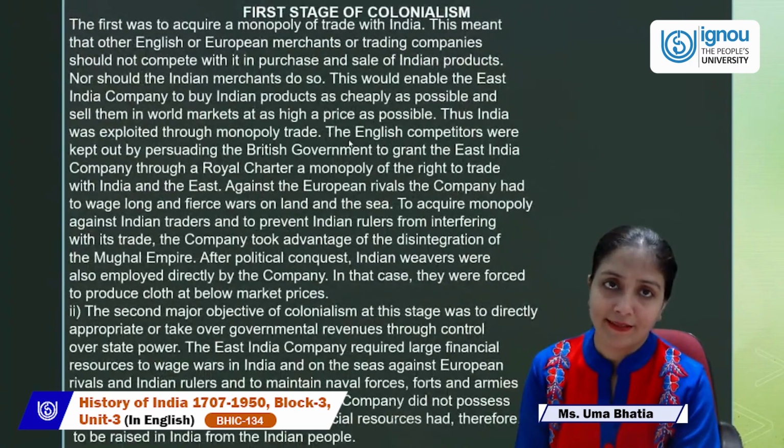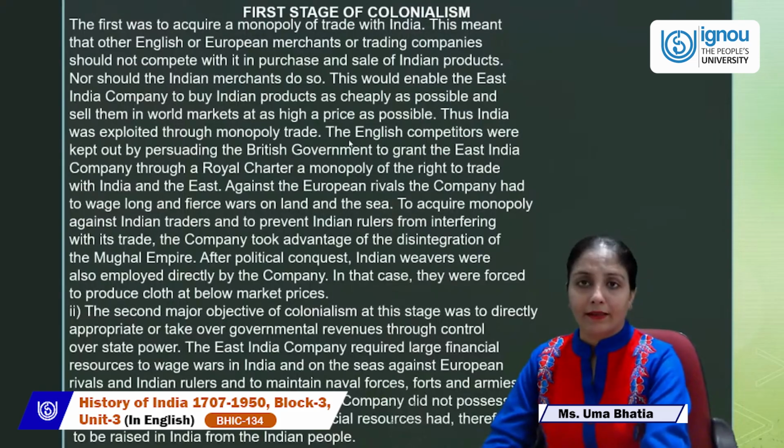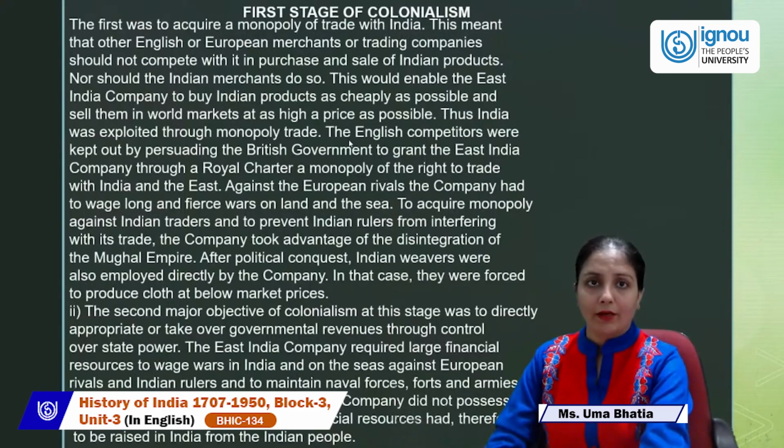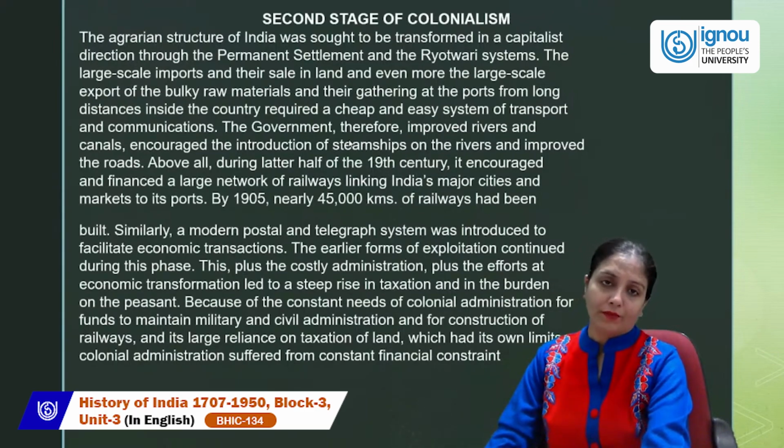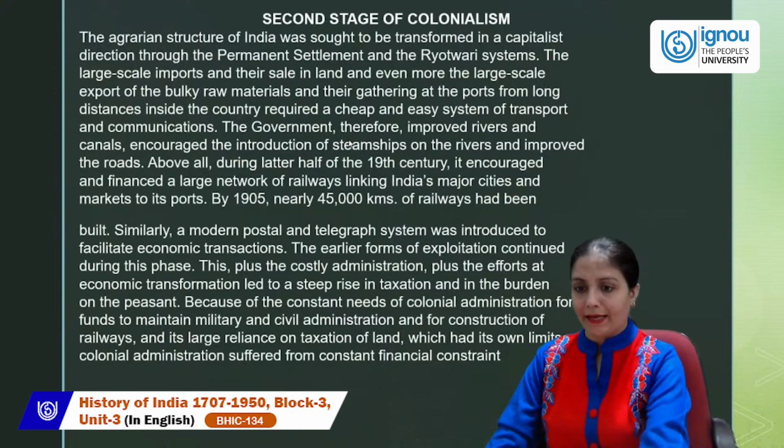We have studied the three stages of colonialism. At the first stage, the British East India Company had acquired a monopoly on trade with India. In the second stage, we have studied the large scale imports, the Permanent Settlement, the Ryotwari settlement, and the Mahalwari settlement, in Bengal, in Maharashtra, and in Orissa. These settlements were made in India at that time just to decide about the taxation which they collected from Indians.